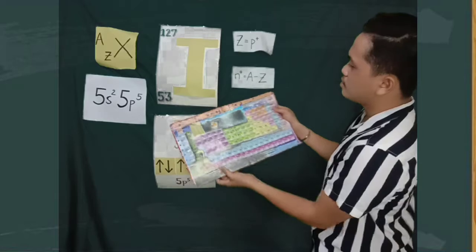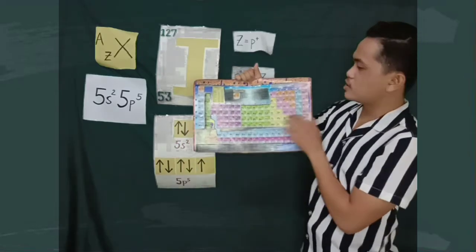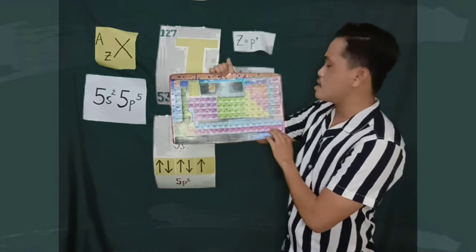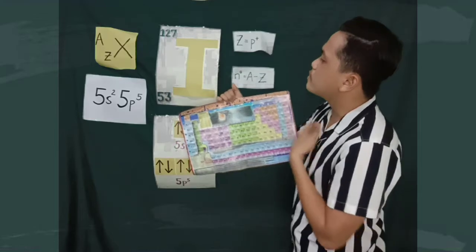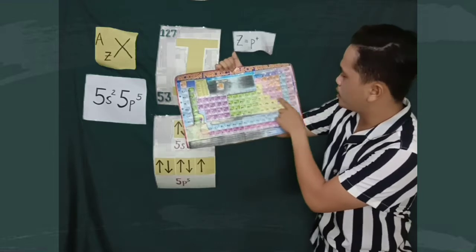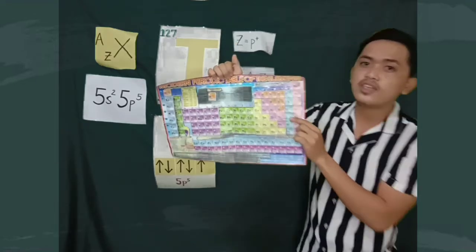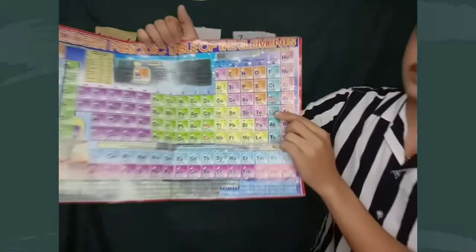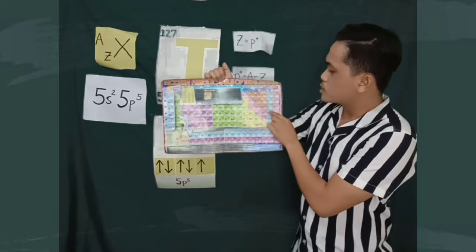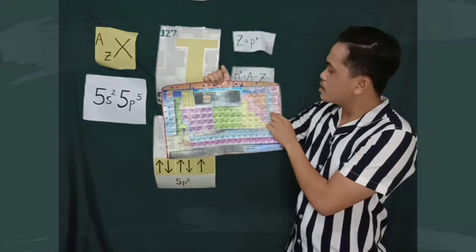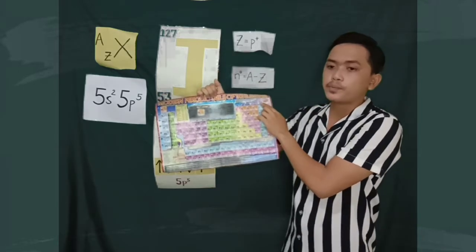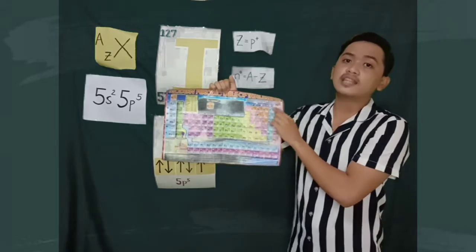So I have here the periodic table of the elements. As you can see, let's locate and find the element iodine. We have its atomic number 53. So let's look for iodine, atomic number 53. Here is the iodine. Here's the iodine with atomic number of 53. So iodine is located in the 7A group number in the periodic table.